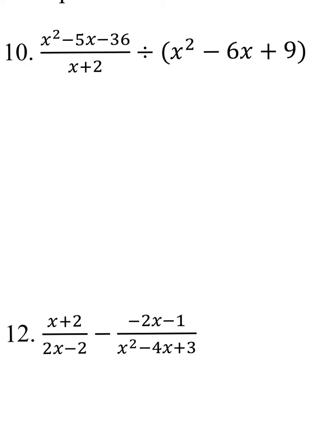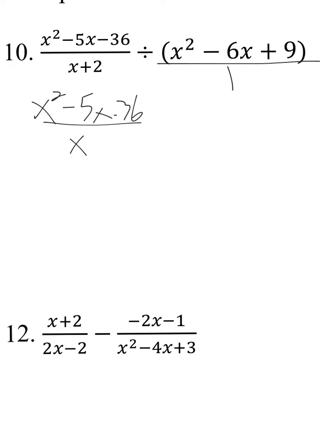Okay, so number 10, I'm dividing two rational expressions. And so remember, if it's not written as a fraction, throw it over 1. And then if you're dividing, it's the same thing as flipping the second fraction and writing it as a multiplication problem. So I'm going to do it times 1 over x squared minus 6x plus 9.